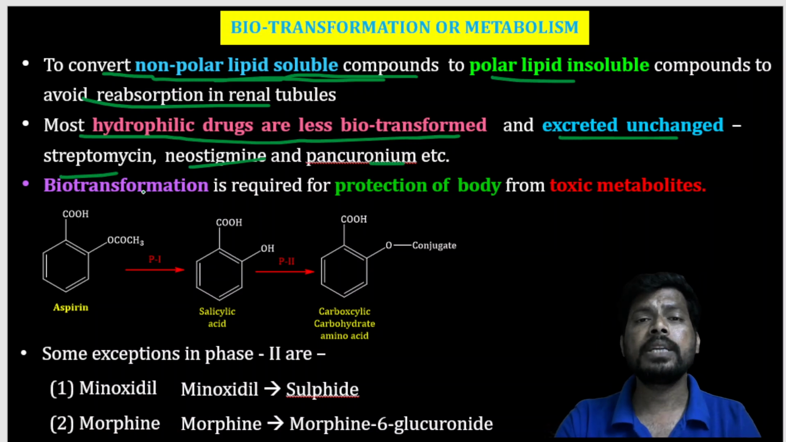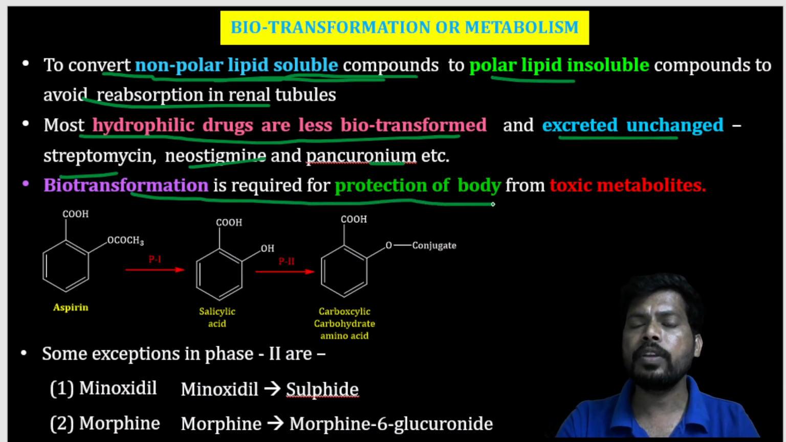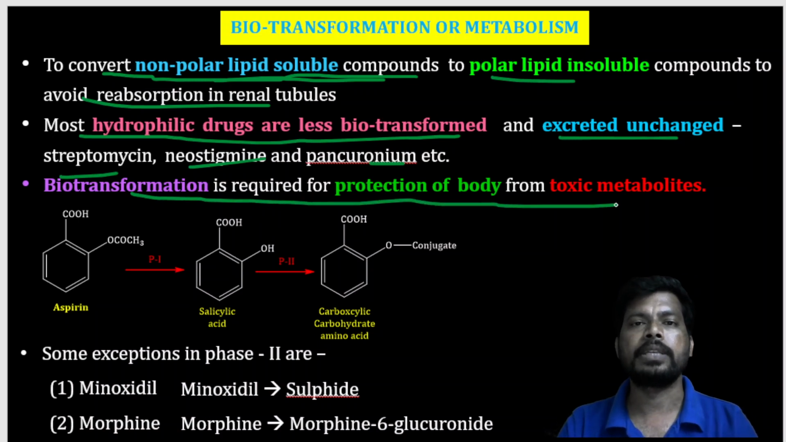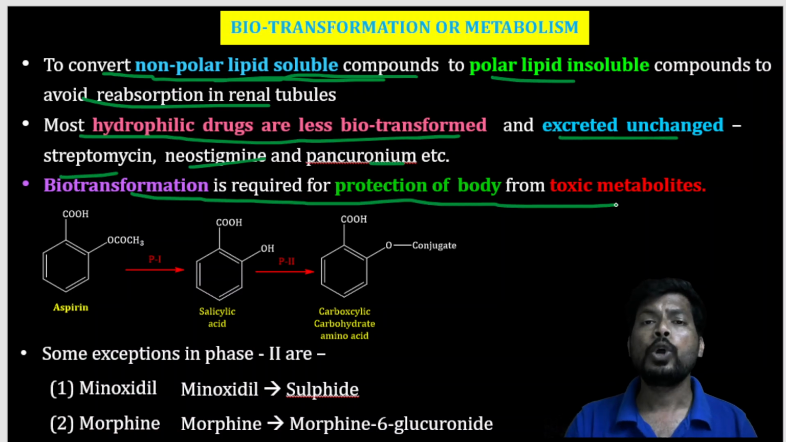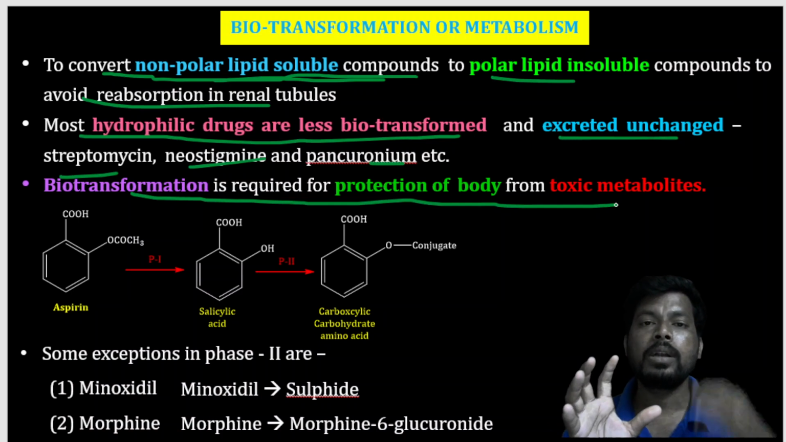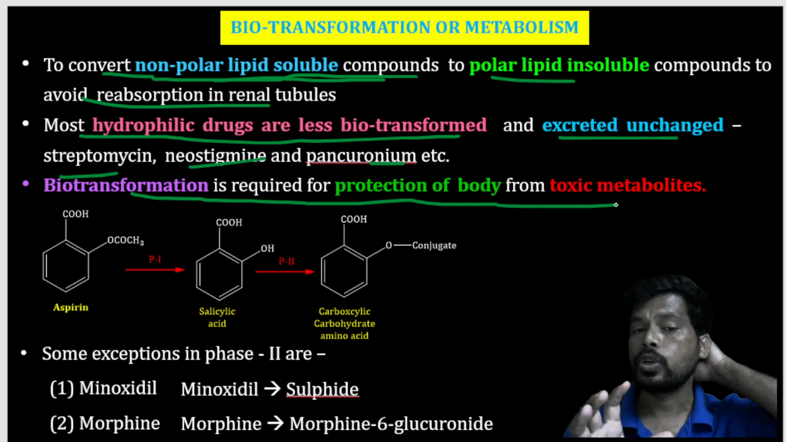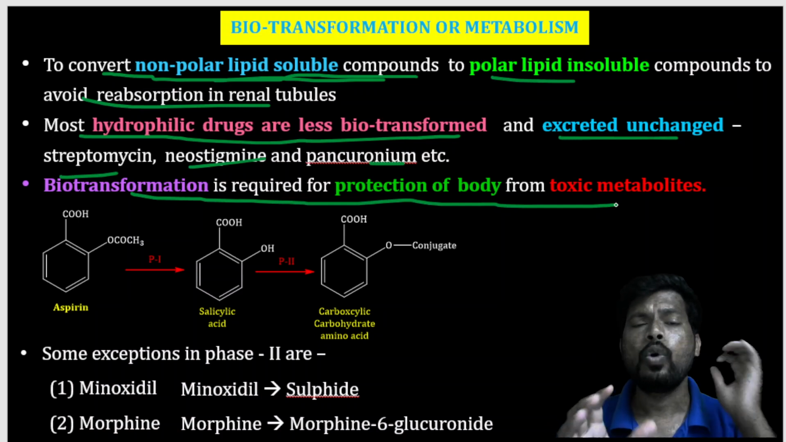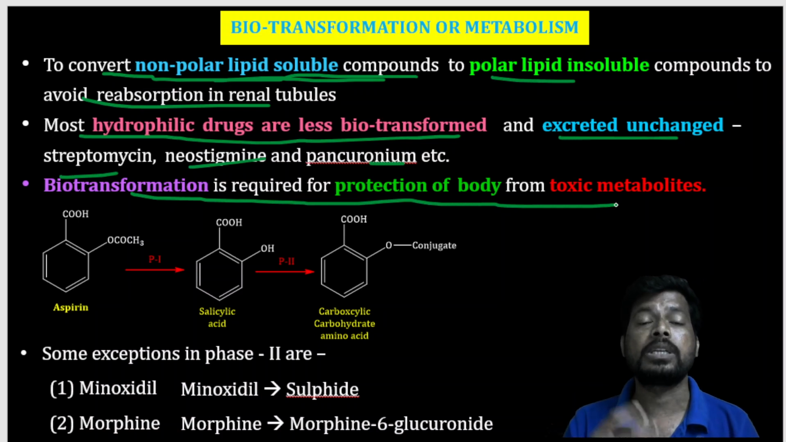So, what is the need of biotransformation? Biotransformation is required for protection of the body from toxic metabolites. It protects the body from toxic compounds, and reduces the drug half-life as well as toxicity. So, generally, what happens in biotransformation, drug metabolism?